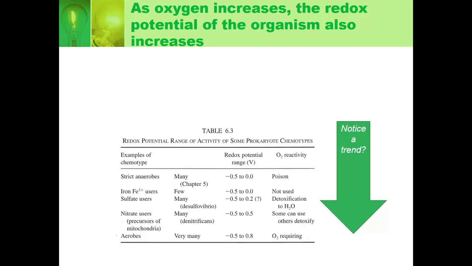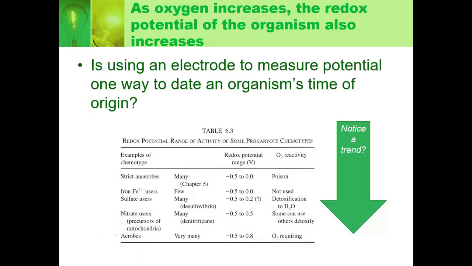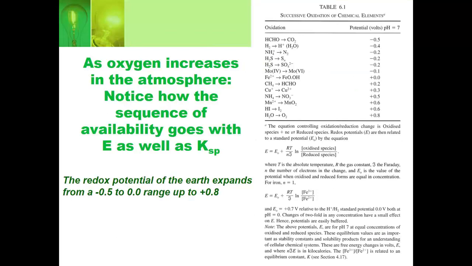And by the way, I have a paper that just came out in the past year where they actually found nitrate after the great oxidation event in amounts that these organisms could use. So there's a geological confirmation that nitrate was not available until after. So is there a way to use an electrode to date an organism's time of origin? I would like to take an organism whose time of origin we don't know, measure its redox potential range, and see if we can go back and fit it into this, see if it all fits together. But again, too many experiments, too little time.